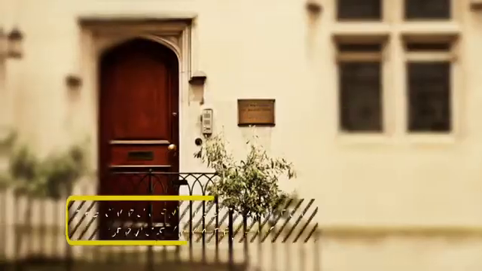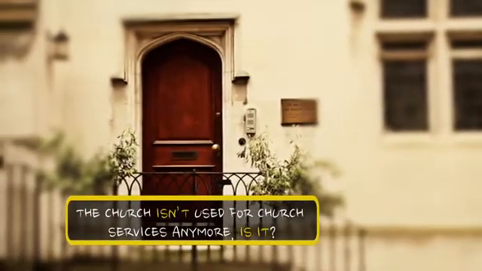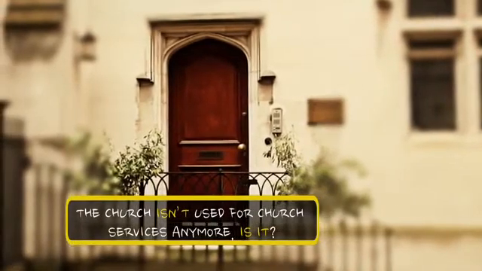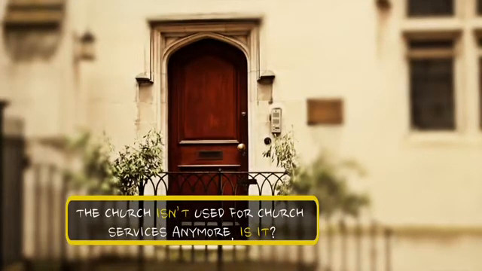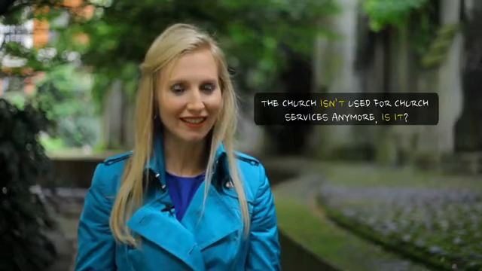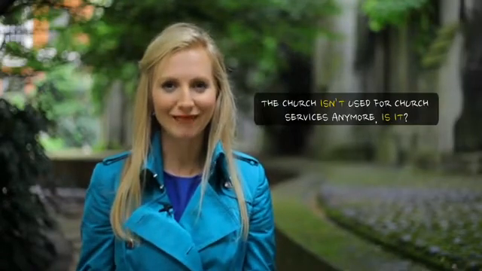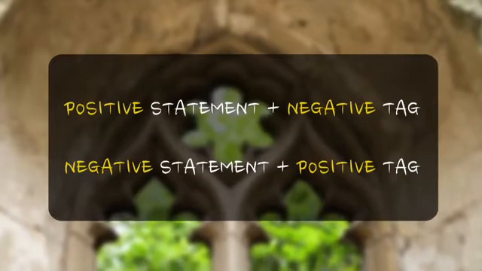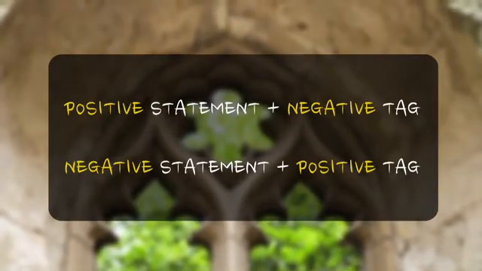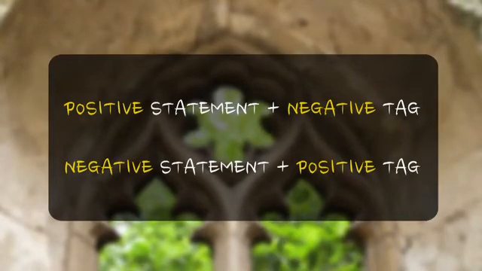How about, the church isn't used for church services anymore, is it? The first part of the sentence started with a negative: the church isn't used. And then at the end of the sentence, we have a positive: is it? A positive statement always has a negative tag. A negative statement always has a positive tag.